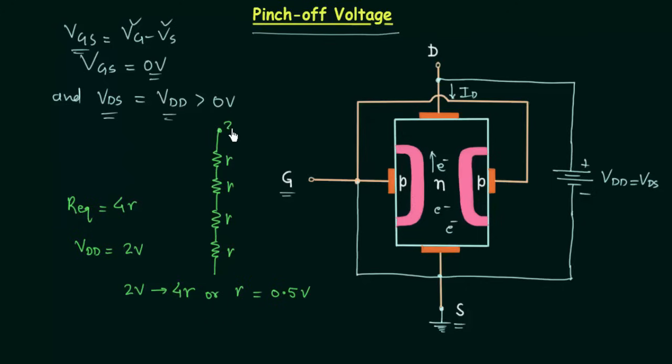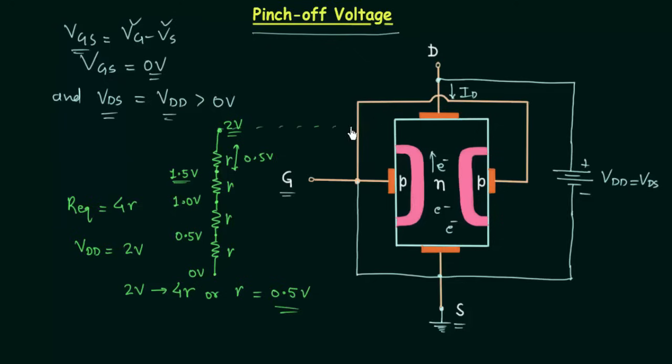2 volt is the potential at this point, and at this point the potential is equal to 1.5 volt because 0.5 volt is the drop across this resistance. So 0.5 subtracted from 2 volt is equal to 1.5 volt. In the same way, at this point the potential is equal to 1 volt. At this point, the potential is 0.5 volt, and at this point, it is equal to 0 volt. So this is how the potential is distributed across the N channel.